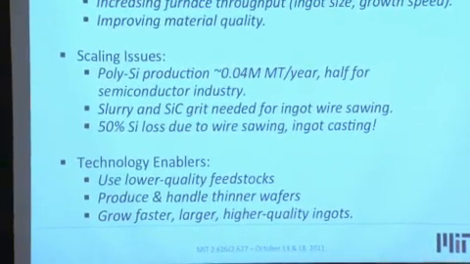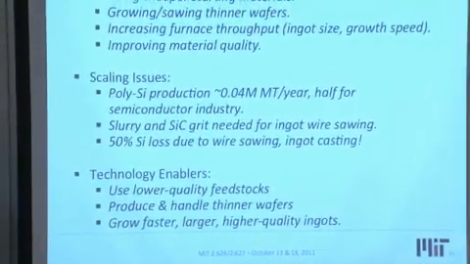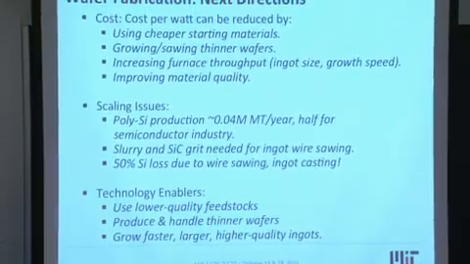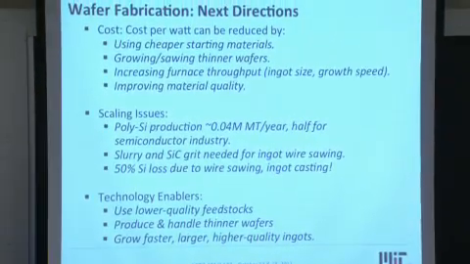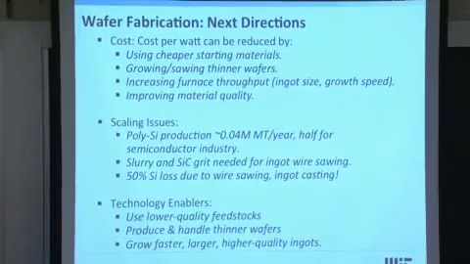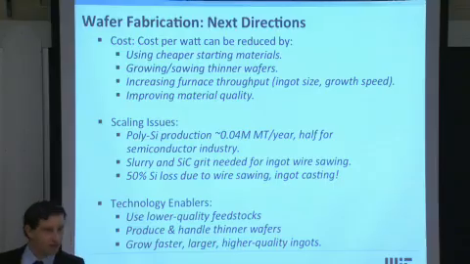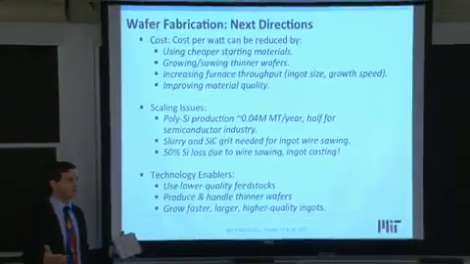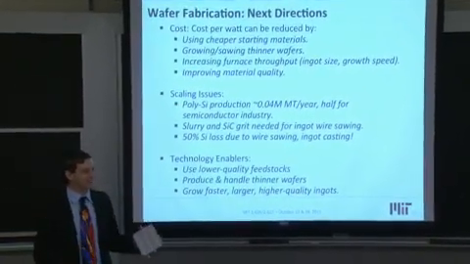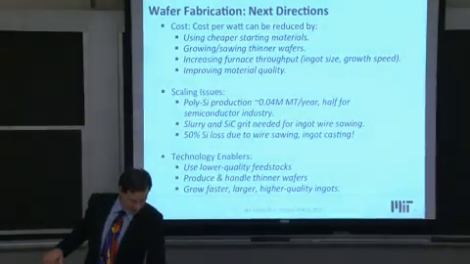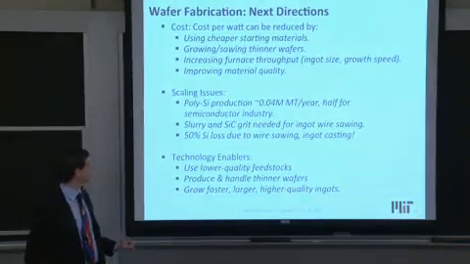Increasing furnace throughput. That means increasing ingot size, growth speed, and so forth. There are many people right now trying to grow these ingots right here up to a ton, 1 metric ton, so 1,000 kilograms. That would mean, for the full-sized wafers, you would have something on the order of 6 by 6 bricks. Right? It's a pretty large ingot, maybe even 7 by 7.